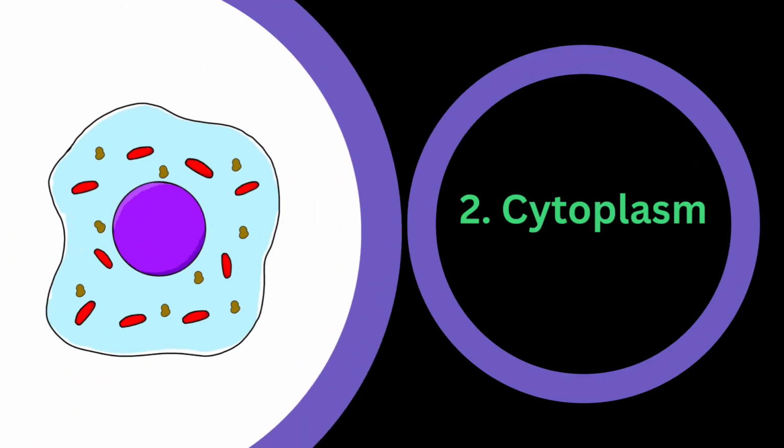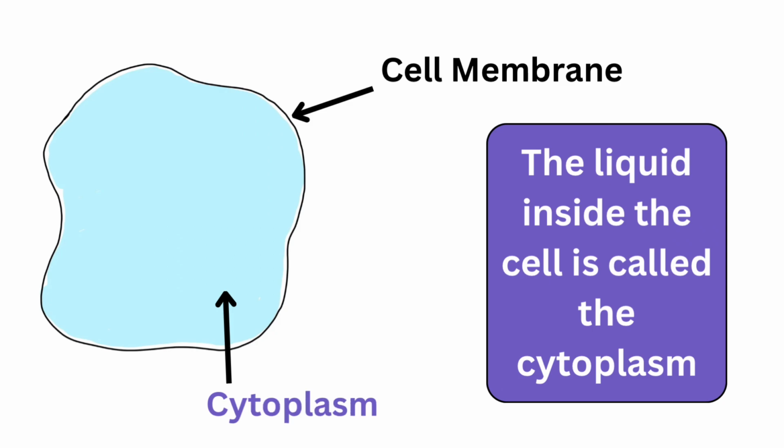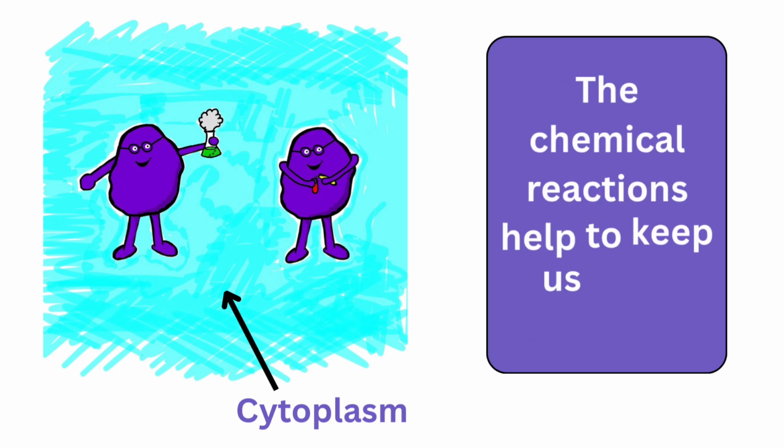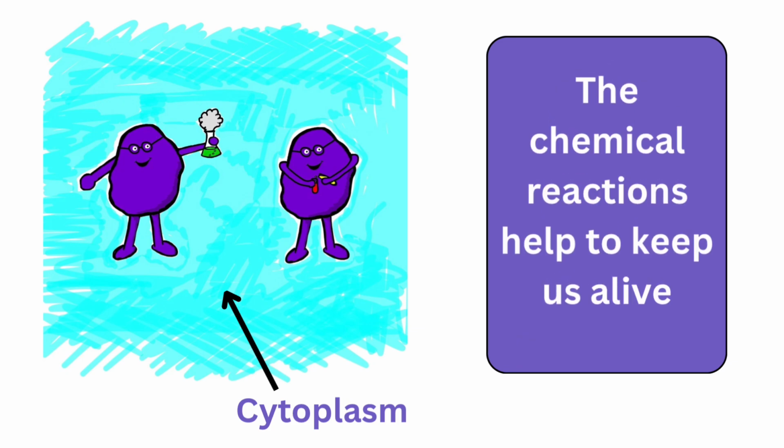The second part you need to know is called the cytoplasm. The cytoplasm is the liquid that's inside the cell. So in my model earlier, the cytoplasm would be the water that's inside the bag. If you could look inside the cytoplasm, you would see lots of chemical reactions happening. And these chemical reactions help to keep the cell alive.